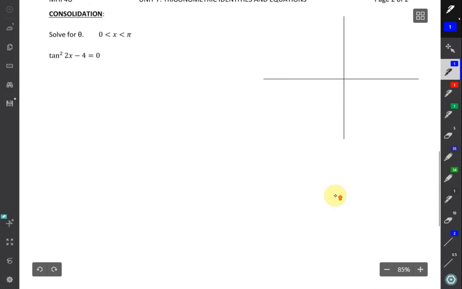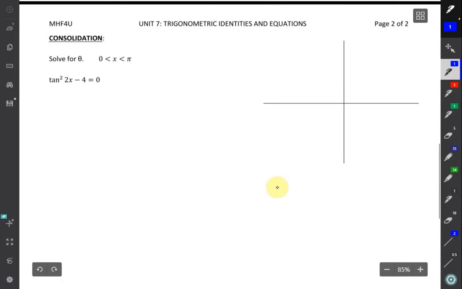Here's the consolidation question. Once again, I would encourage you just to go ahead and solve this on your own and then come back and check and see if you've done it correctly.